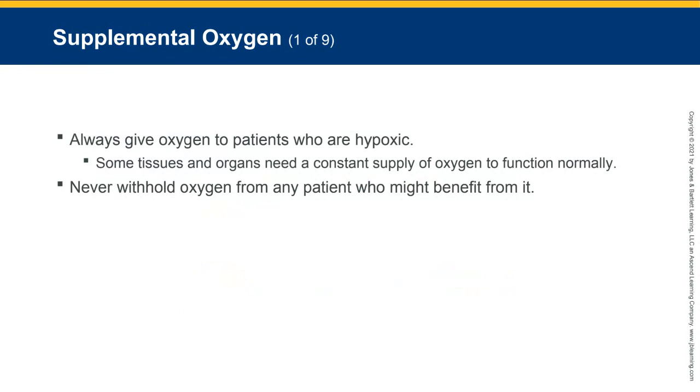Always give oxygen to patients who are hypoxic. Some tissues and organs need a constant supply of oxygen to function normally. Never withhold oxygen from any patient who might benefit from it. But also, if it's not necessary, don't give it. In order for you to balance that, you need to do a proper assessment. A proper assessment cannot be you look at the patient and say, oh, because he might be breathing fast, he needs some oxygen. There's no context behind that.